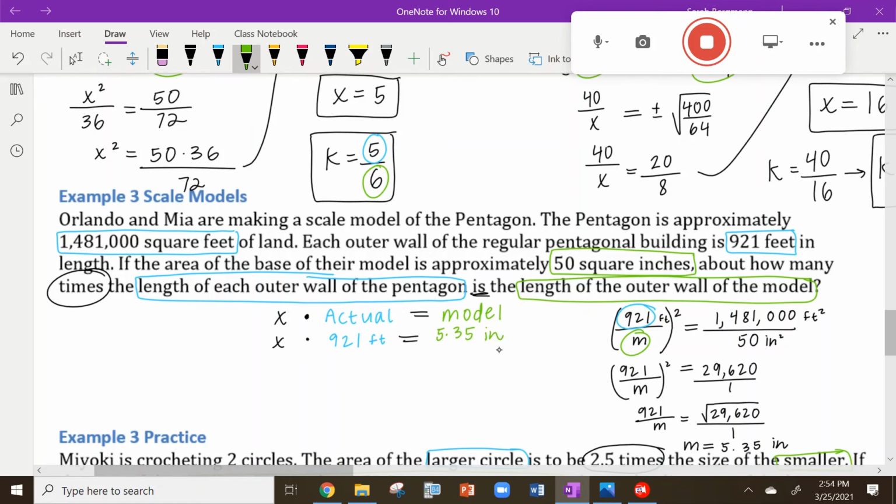Now, I can't solve this equation because it has two different units in it, and I'm solving for x. So I can't divide inches by feet. It would give me inches over feet, but I don't want that. I just want the units to cancel out. So in order to make that happen, I'm going to have to either change the feet into inches or the inches into feet. I'm going to choose to change the feet into inches. I can do that by multiplying by 12. So I know this is the same as 11,052 inches.